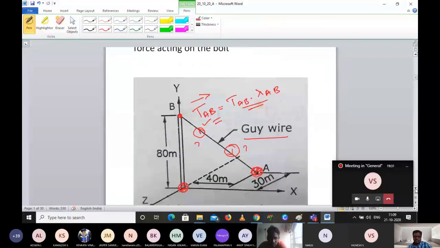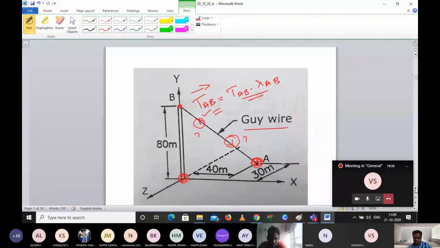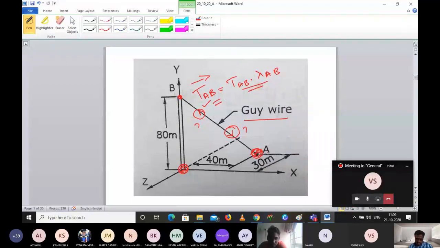The assumption I told you: whether you are taking from A to B or B to A is up to you, but the answer will be the same. Where you have to be very clear is the coordinates. A coordinate, you have to see that it is on the positive x-axis, but it is on the negative z-axis, and along Y there is no value. So you have to write the coordinates exactly. If you make any mistake in the coordinates, your entire answer will be wrong.